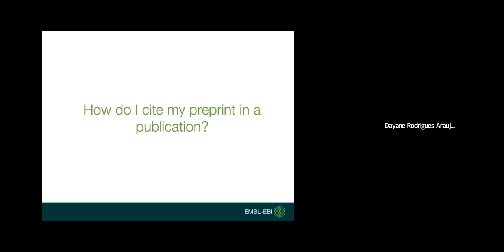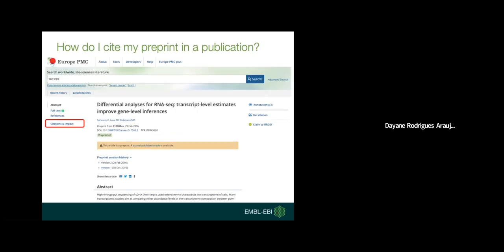So, can you cite preprints in your publications? Yes, you can do it, and many people do it. So one way is to check how a preprint is cited in other publications. So for that, you can use Europe PMC to check these other publications.